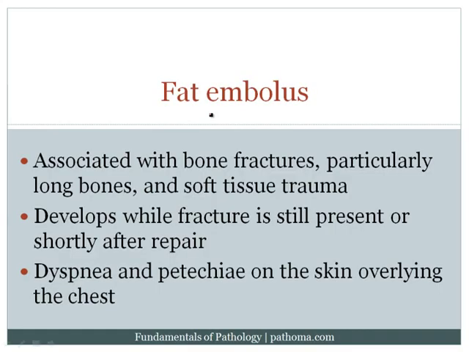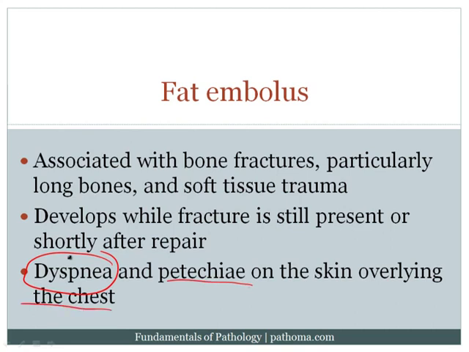Another type of embolus that we can have is a fat embolus, and this is where you would crack open a bone, for example. So it's classically associated with trauma and bone fracture, or soft tissue could get damaged. This would release fat into the blood supply, which could then lodge someplace else. Now this classically develops while there is a fracture, so the patient gets a fracture and then shortly thereafter gets a fat embolus, or shortly after repair of a fracture, so within a short period of time after repair. The classic findings are that the patient has dyspnea along with petechiae on the skin overlying the chest.